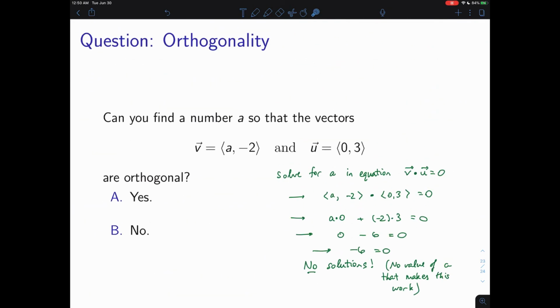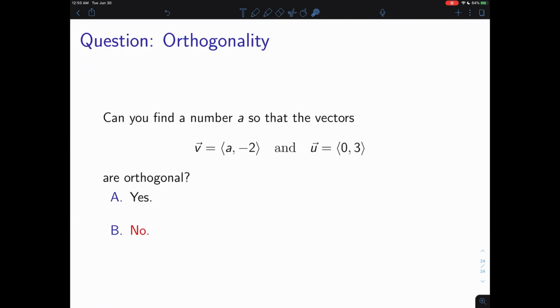Okay, I hope that the translation into an equation made sense here. All right, that's it for dot products. Next, we'll look at the other way to multiply vectors, which is cross products.